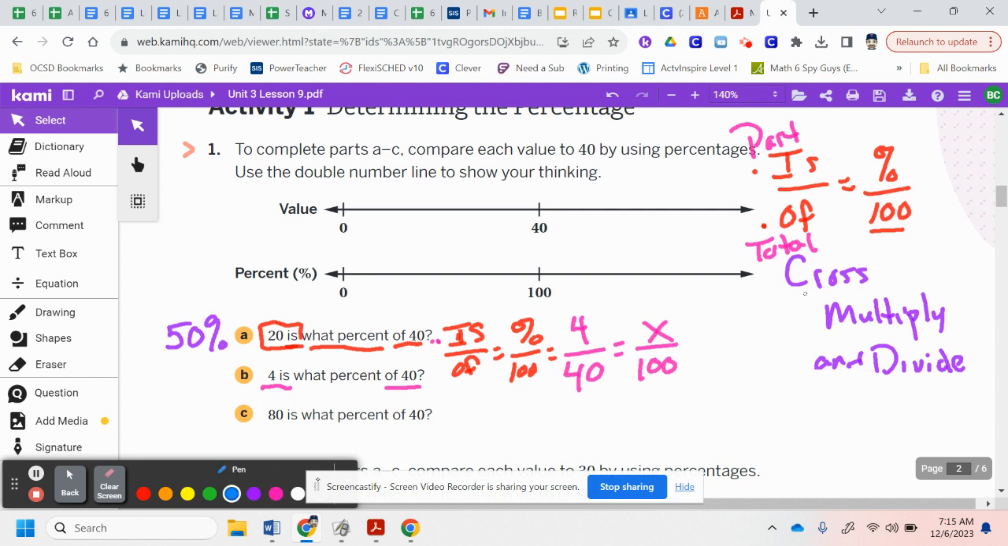I go back, I use my cross multiply and divide method. So I take 100 times 4, which is 400, and I divide that by the only number I have left, which is 40. And when I divide, I get 10. So it's 10% of 40.